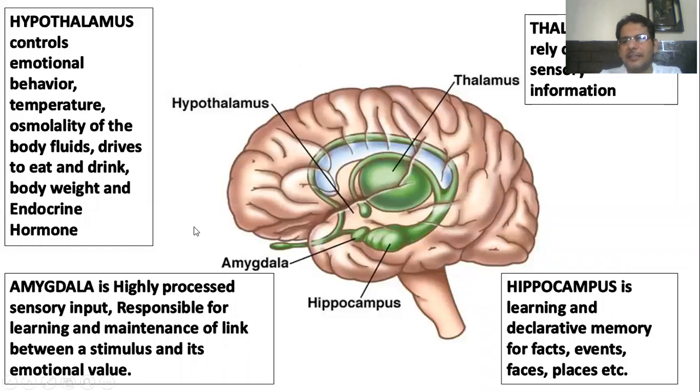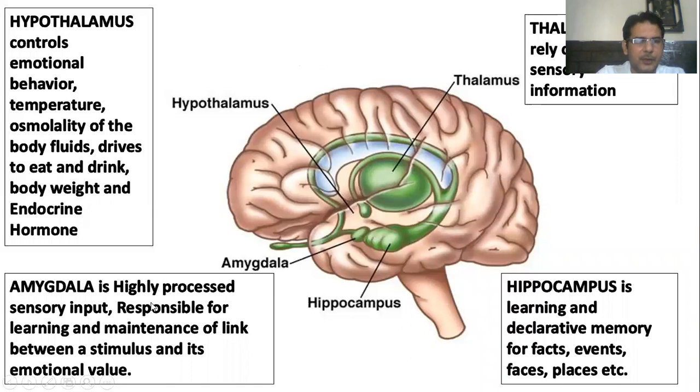Amygdala is a very, very important structure because it's related to our emotions. So this is the portion which is involved in all the emotional behavior. And during our teenage years, this is the part of the brain which is very active. That's why during the teenage years, we show a lot of emotional behavior. So amygdala, which is here, is a very tiny structure.